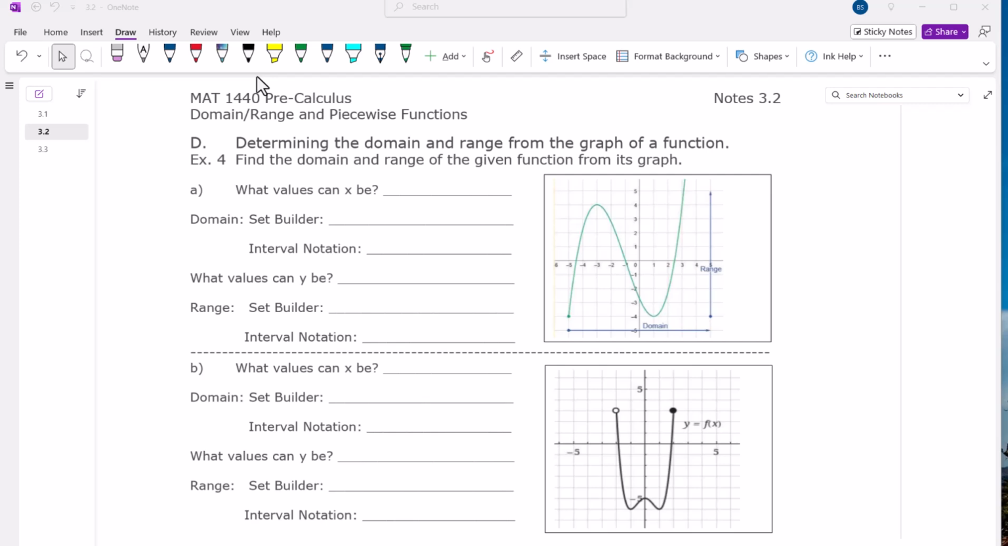Okay, so the next thing is we're going to look at a graph and figure out the domain from the graph. So the domain is the x value, so it's a measurement of this way.